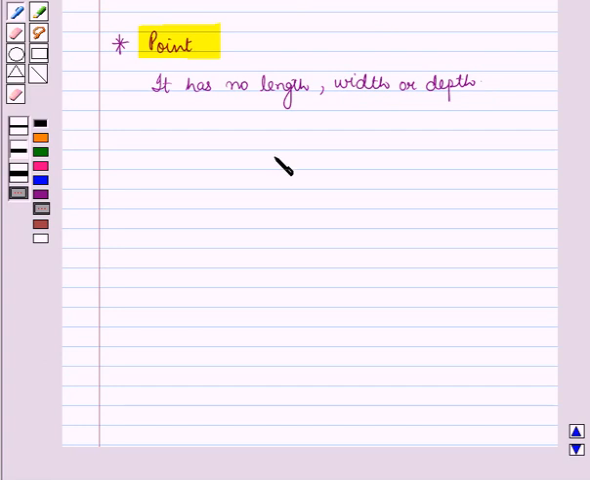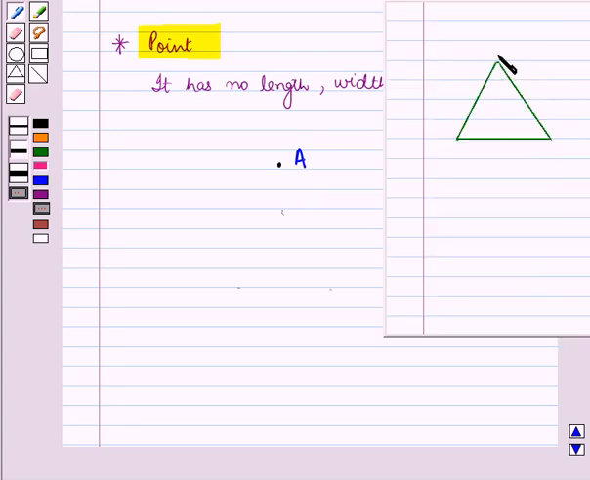Now, a point is represented by placing a dot on a paper and it is labeled by a single capital letter. Here we can represent this point by capital letter A. We use a point to mark a location or position. Suppose we have to represent the vertices of the triangle ABC. These vertices can be represented by points A, B and C.